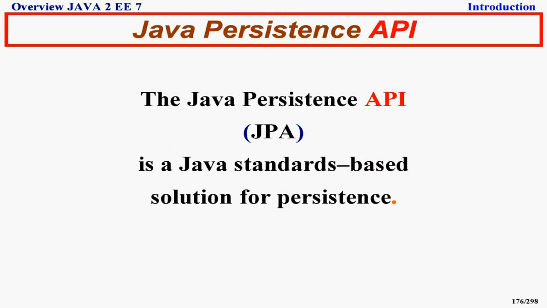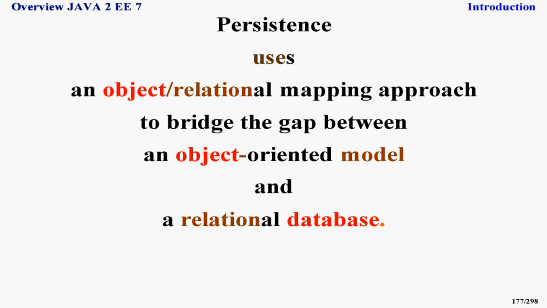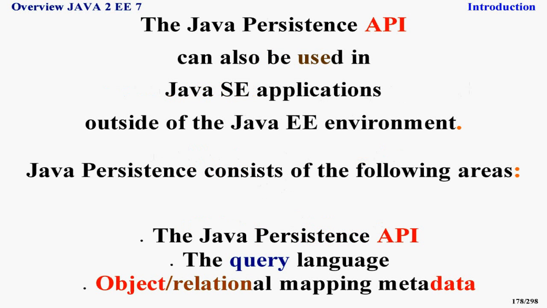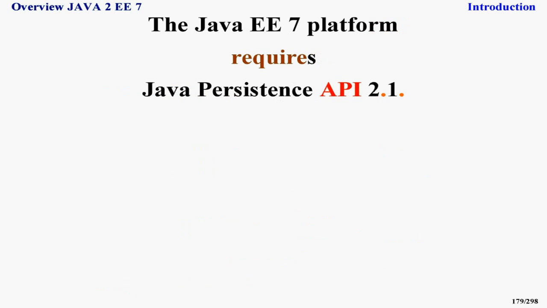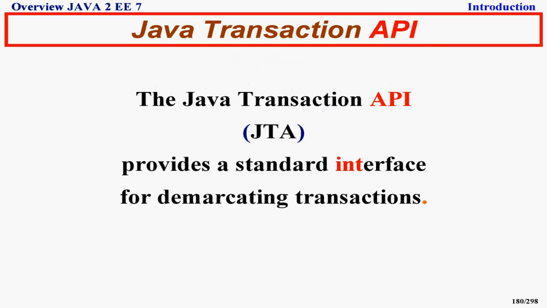The Java Persistence API (JPA) is a Java standards-based solution for persistence. Persistence uses an object relational mapping approach to bridge the gap between an object-oriented model and a relational database. The Java Persistence API can also be used in Java SE applications outside of the Java EE environment. Java Persistence consists of the following areas: the Java Persistence API, the query language, object relational mapping metadata. The Java EE 7 platform requires Java Persistence API 2.1.